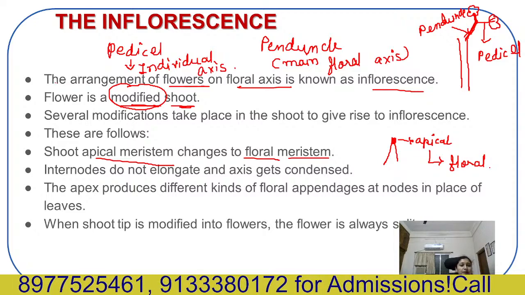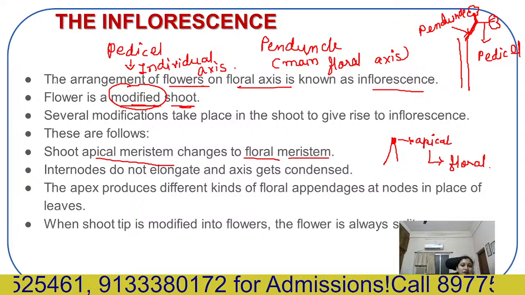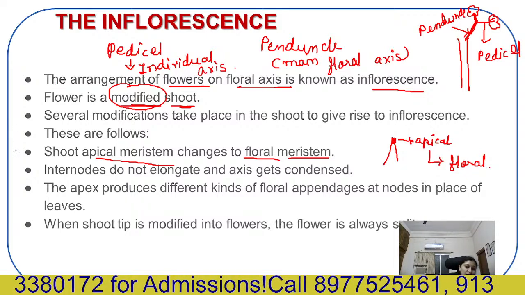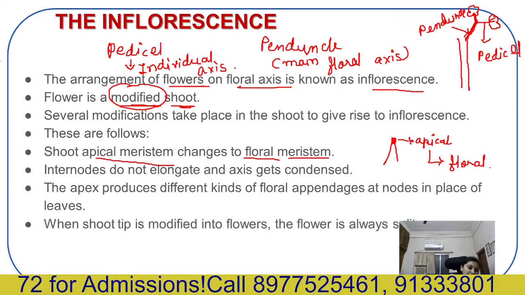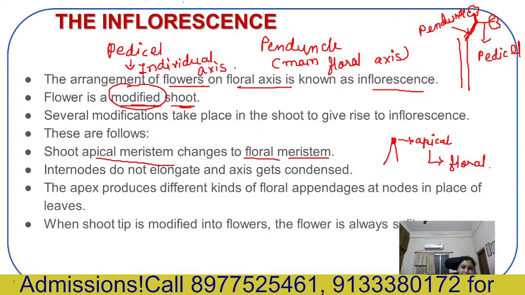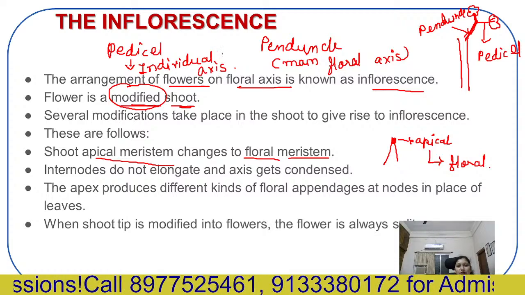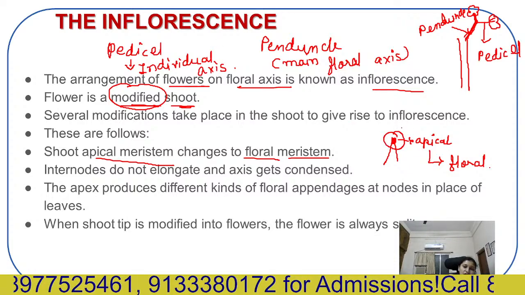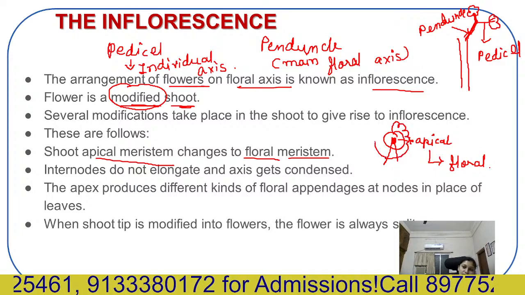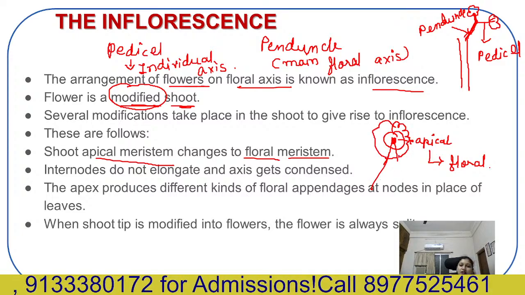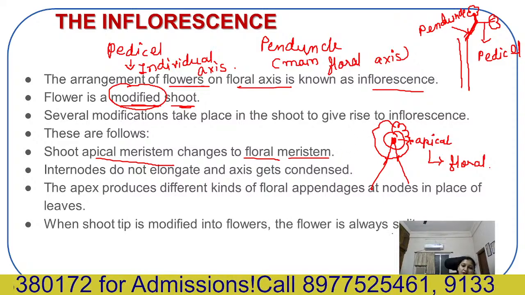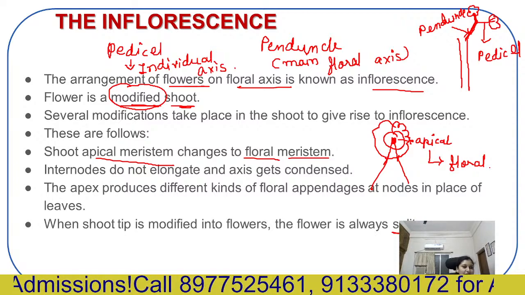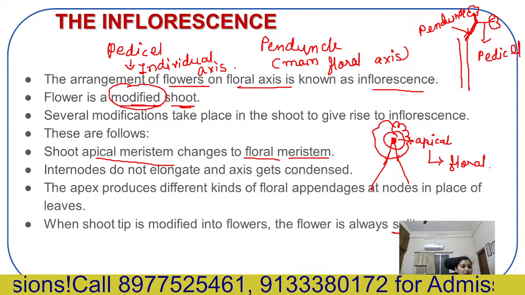So when the shoot tip is modified into a flower, the flower is always solitary. So we'll discuss what a solitary flower is. See, whenever any flower is at the tip region, that means the tip has changed into a flower, then this flower is always a solitary flower. Is that clear about inflorescence, guys?